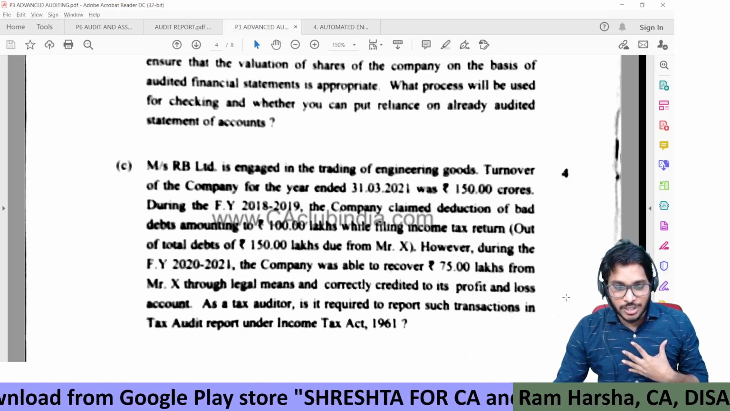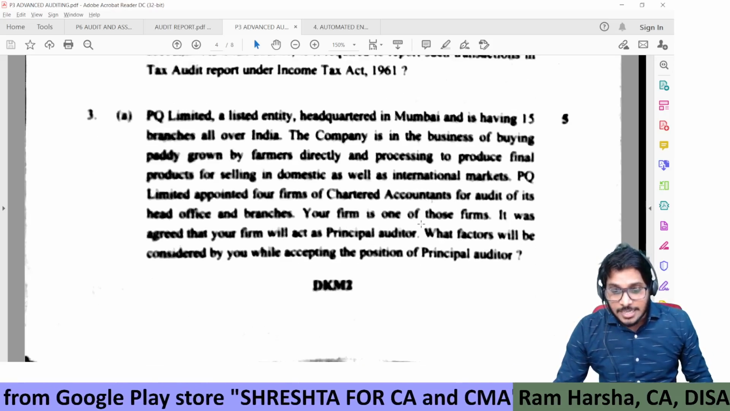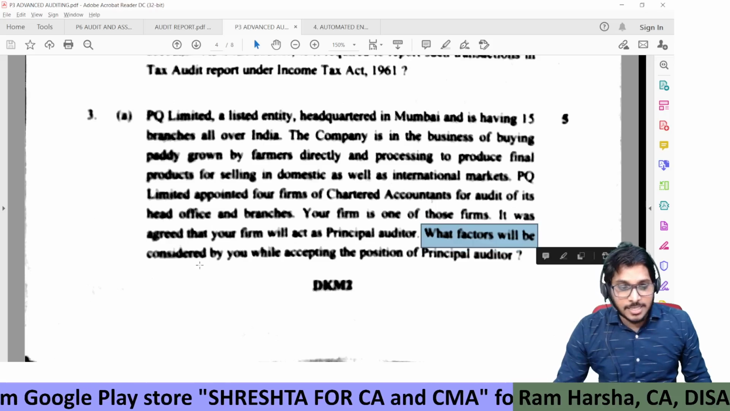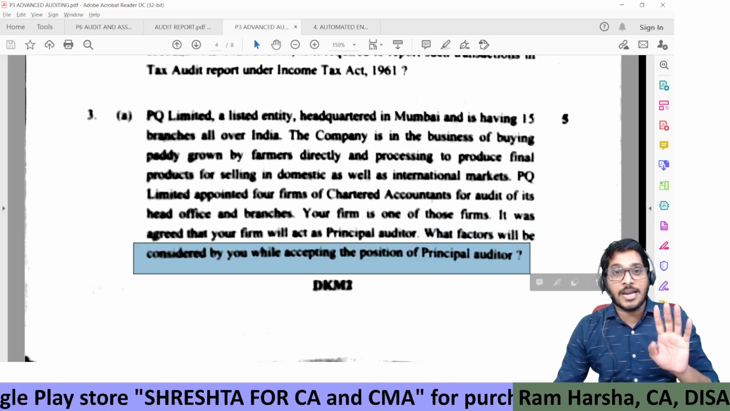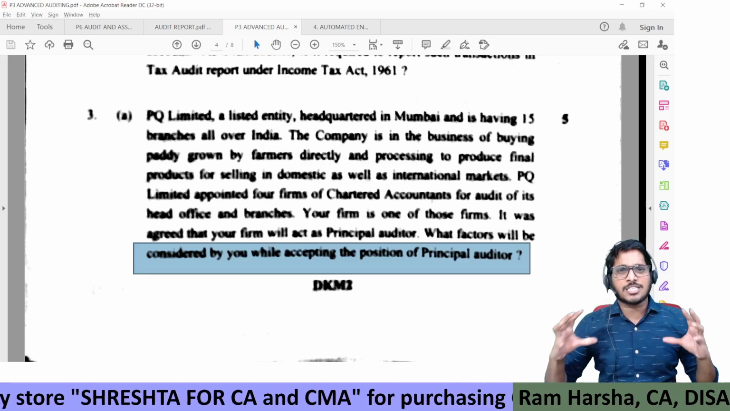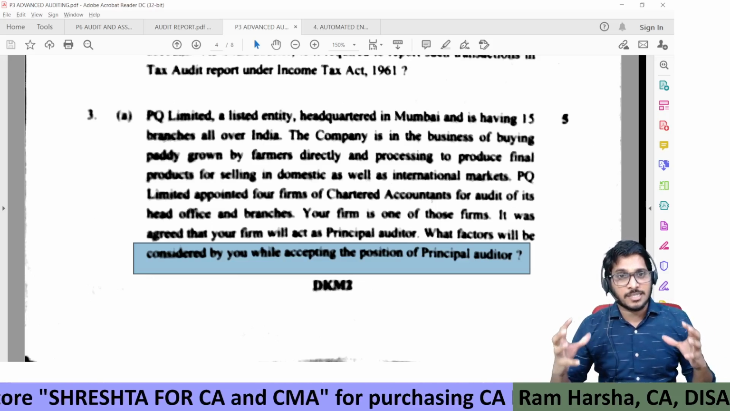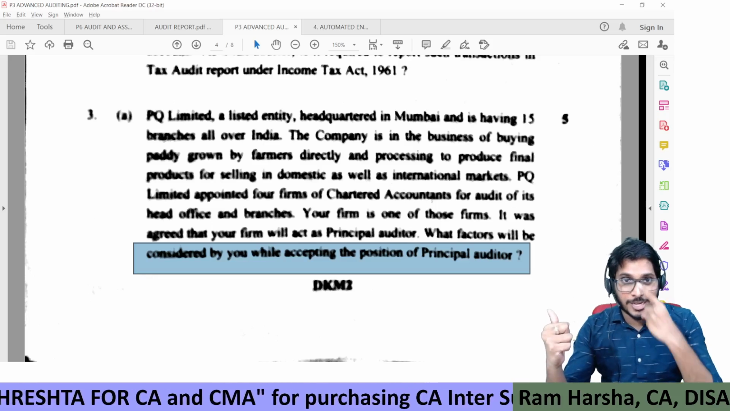That caught my attention is the 3A question. What factors will be considered by you while accepting the position of principal auditor? This is in SA 600, the first point. If you want, open my 9 hours audit reporting standards.